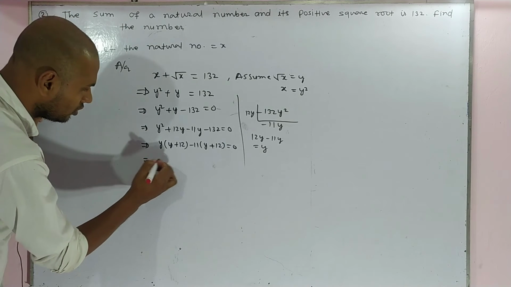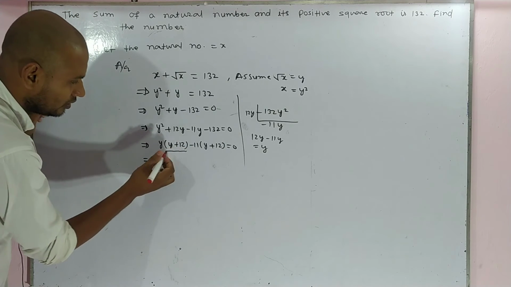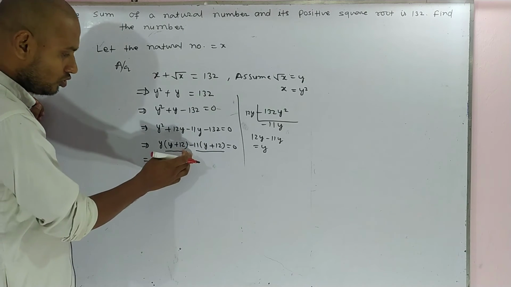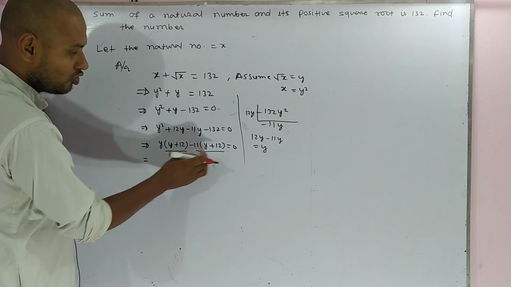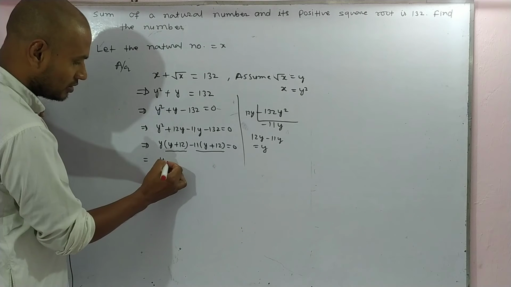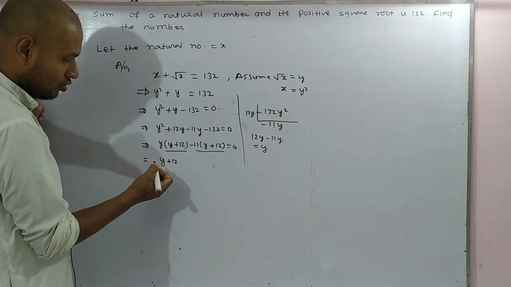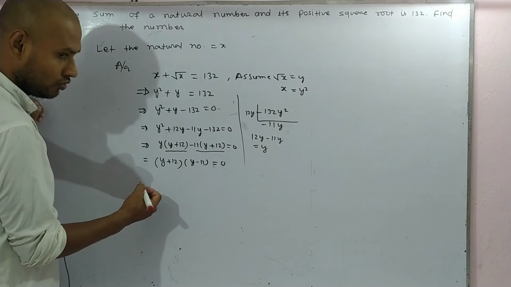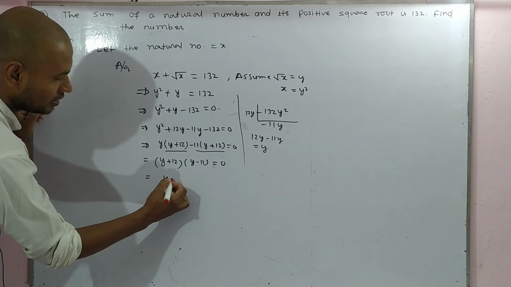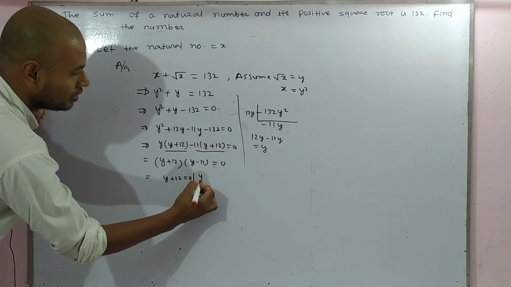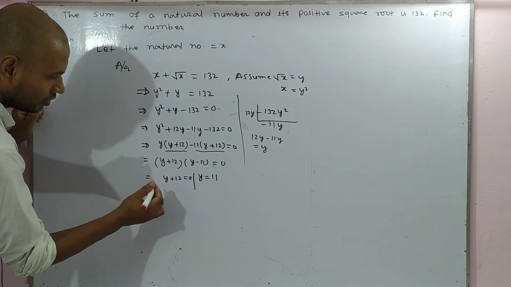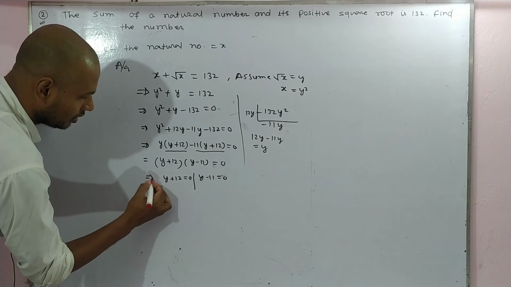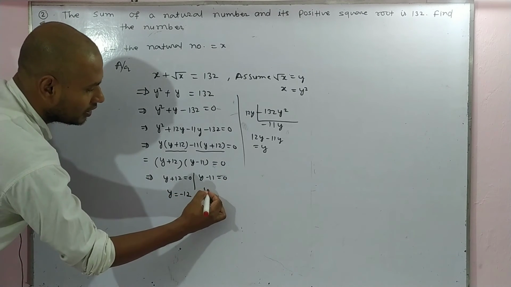The minus sign separates these two terms, so y plus 12 is common in both terms. We get y plus 12 and y minus 11 equal to 0. So y plus 12 equals 0 and y minus 11 equals 0. From here, y equals minus 12 and y equals 11.